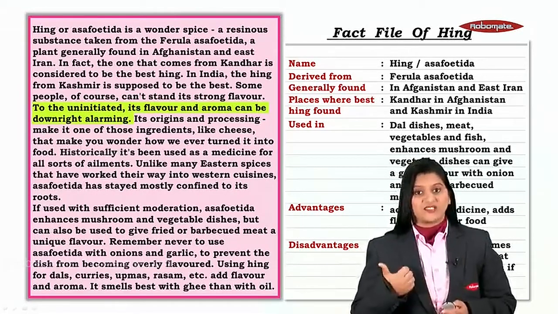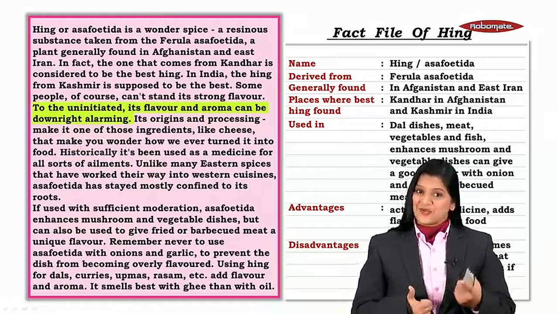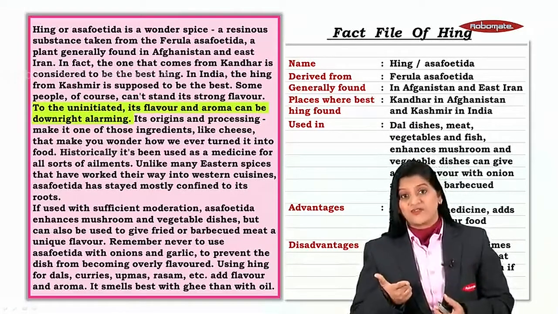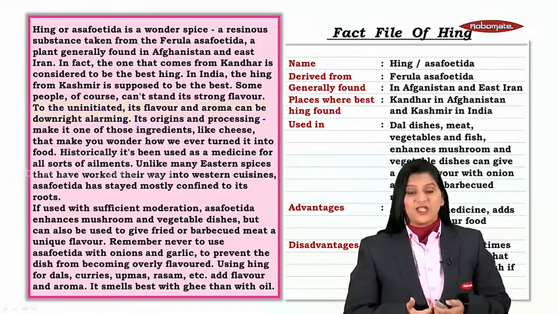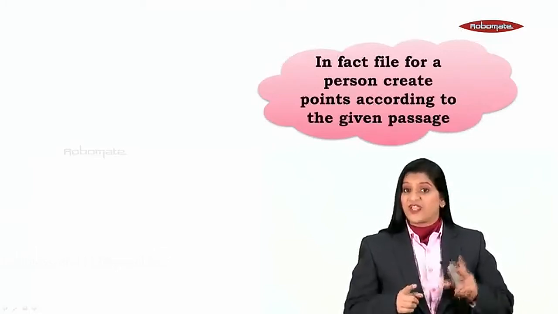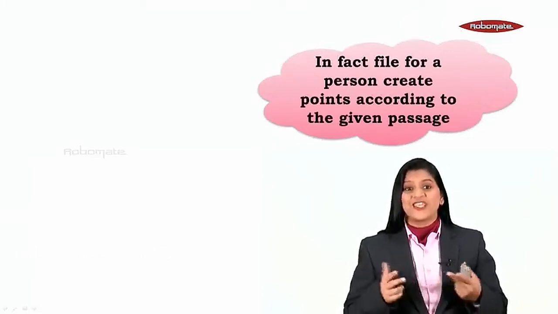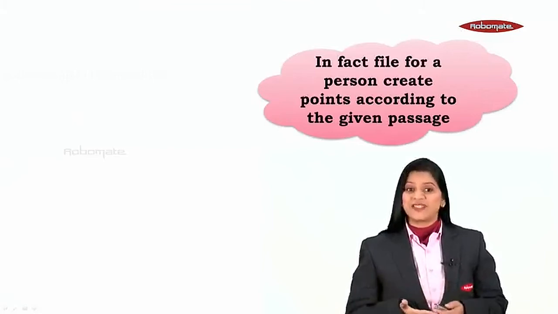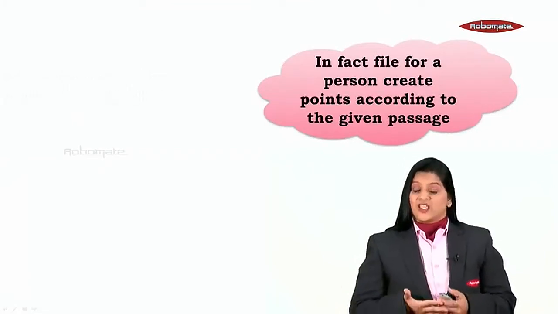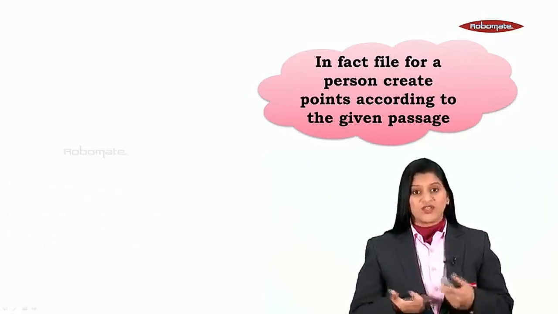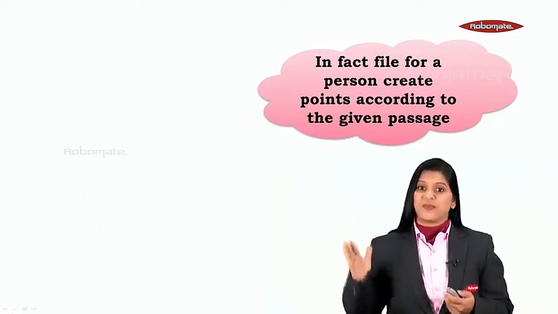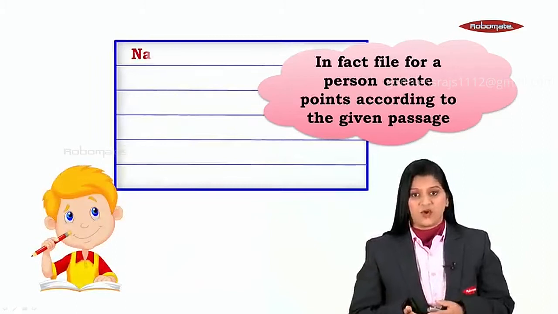We have already learned fact file of, yes, a place. Then we have learned about the fact file of, yes, a thing, that is Hing. And now let's come to the next fact file. Okay, in fact file for a person, create points according to the given passage. Again, just like the thing, you will not be given points ready-made, okay, or you don't have to learn something. Whatever is in the passage, you will put them in the form of points.